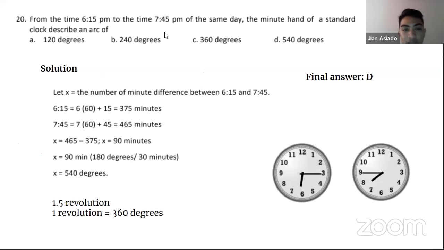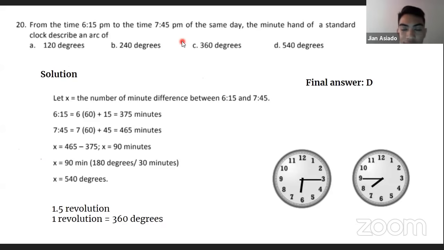Okay, then lastly, from time, yung time natin ay 6:15 to the time of 7:45 of the day, a minute hand of a standard clock describes an arc of. Okay, so imagine natin yung pagbabago ng oras. So ito 6:15. Then ito 7:45. So yung tanong, ilang arc yung nagbago dun sa hand para maging 7:45. So almost isang rotation siya and a half. So revolution pala, almost isang revolution and a half.